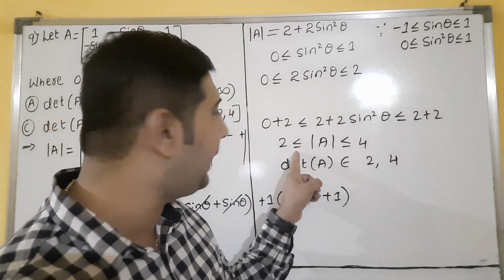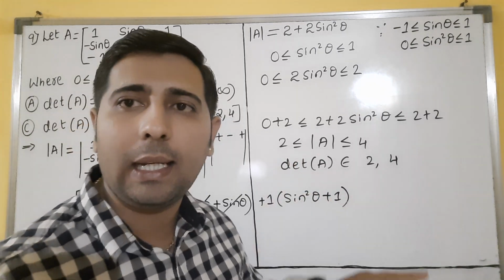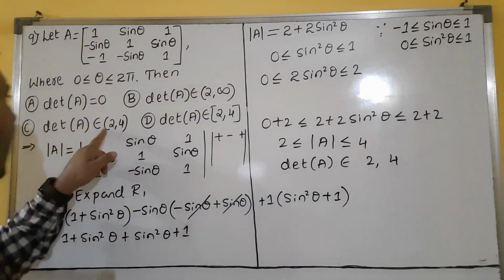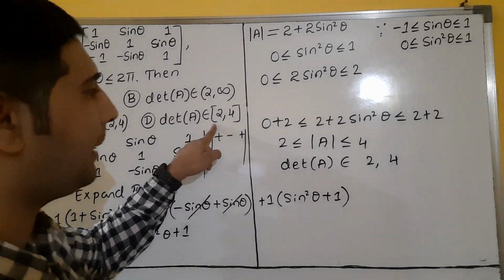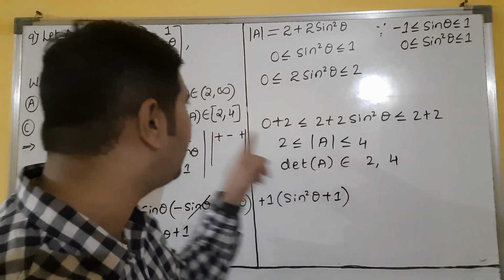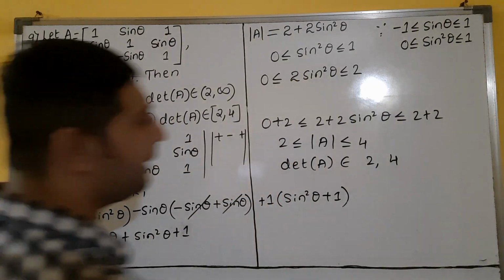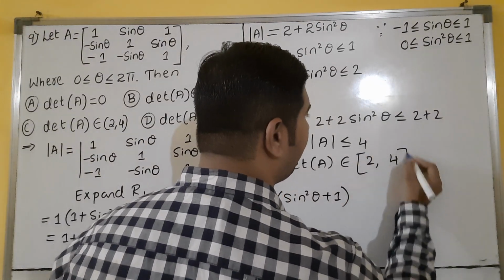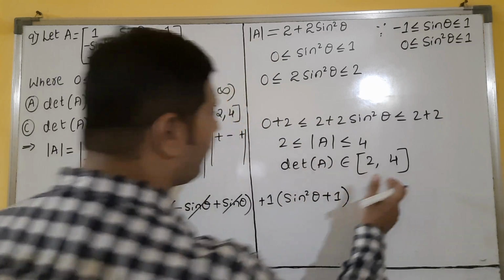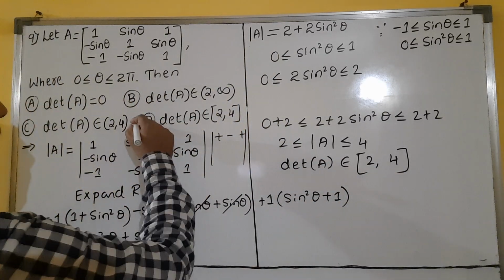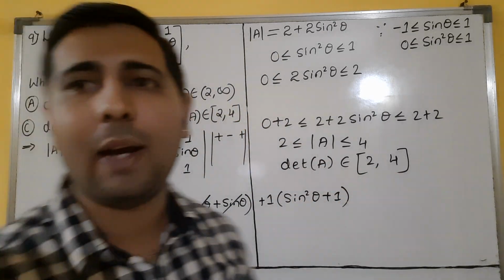We write closed because there is an equal sign. If there was no equal sign, we would write open. Open looks like this, closed looks like this. Closed comes when the equal sign is there; if equal is not there, open comes. So then this is closed. So determinant A belongs to what? 2 to 4, dear students. Option D is correct. I hope you have understood.